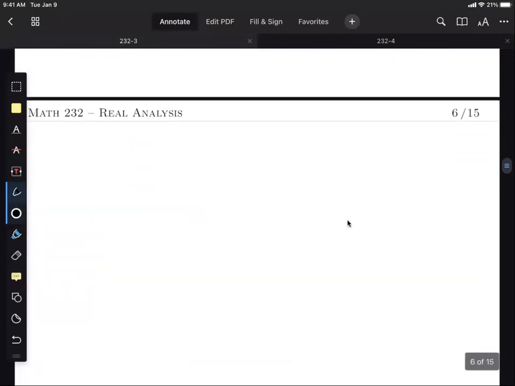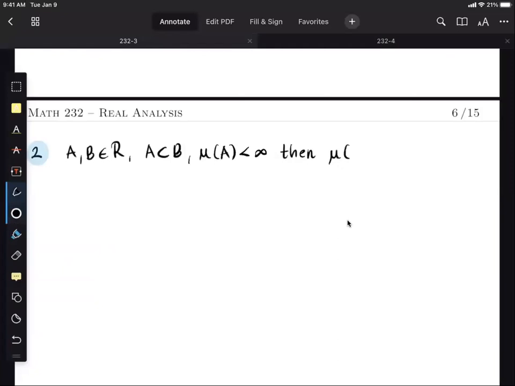So that's the first property. The second property that we would like to establish is the following. If I have two elements in the ring, A and B, and A is a subset of B, and the content of A is finite, then the content of the set difference, B minus A, can be obtained by taking the difference of the contents of B and A.